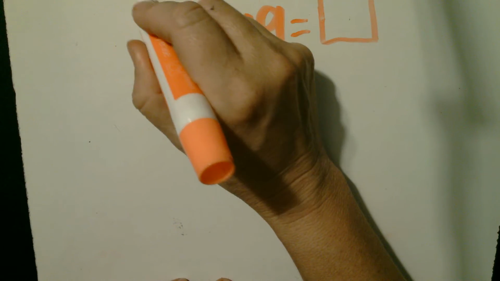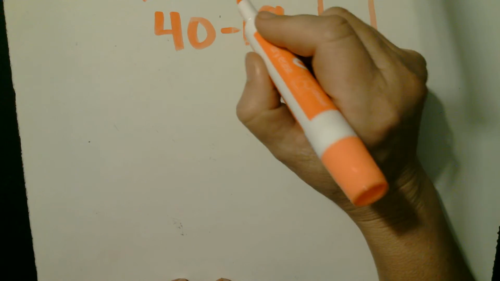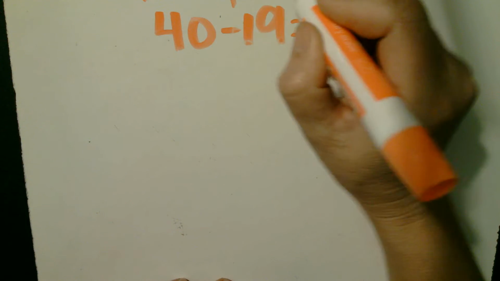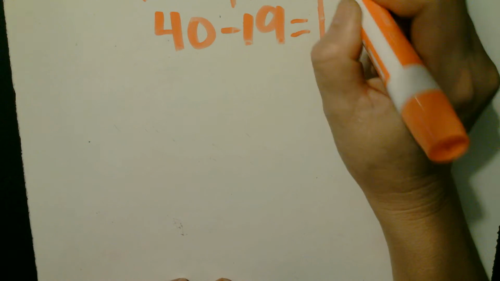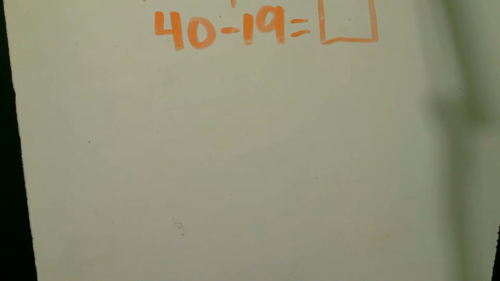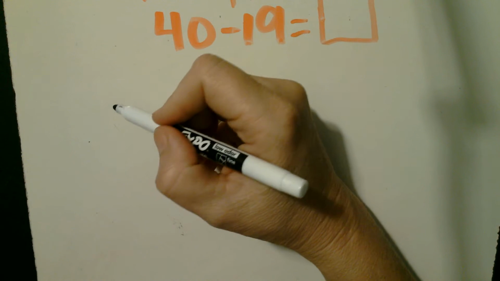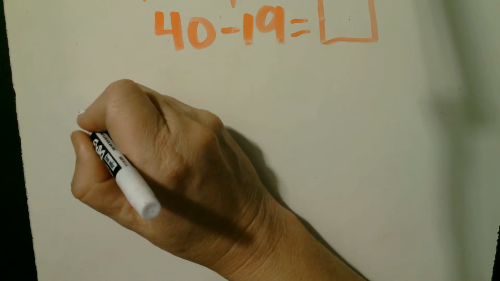This is what I had. This is what I gave to Mrs. Jones. And I can solve it using any of my strategies. I see 40 and I can draw that in tens and ones, or I could do a number line. I'll start with a number line.